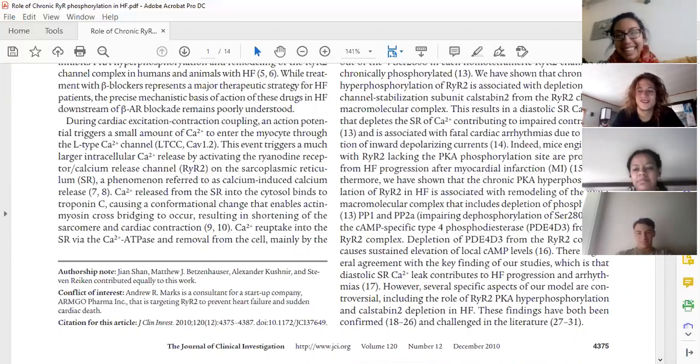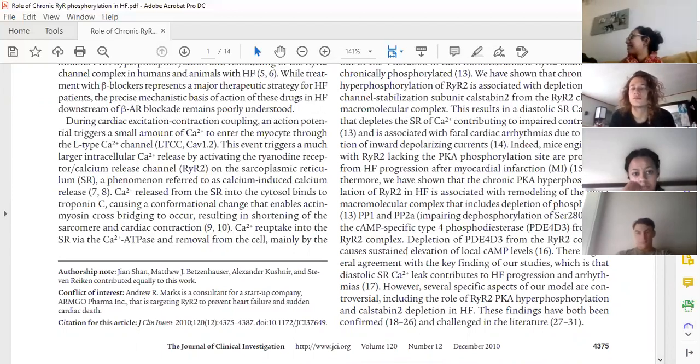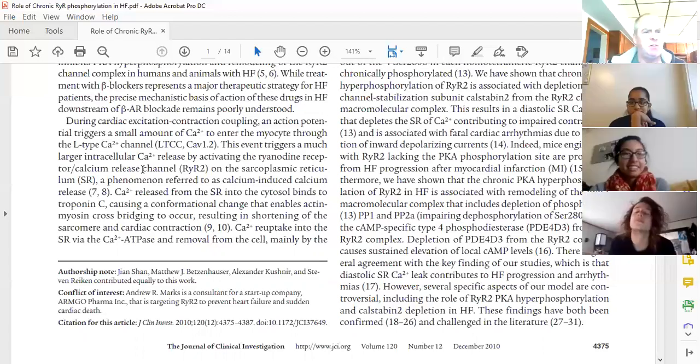Indeed, mice engineered with ryanodine lacking the PKA phosphorylation site are protected from HF progression after myocardial infarction. So how would you engineer a mouse to have a ryanodine receptor that lacked a phosphorylation site? Here's an interesting experimental thing. How would you do that? You know about transgenic mice? Yes? No? Using CRISPR? Exactly. That would be a great way to do it. I don't know if that was what they used here, but yes, that would be a way to do it.